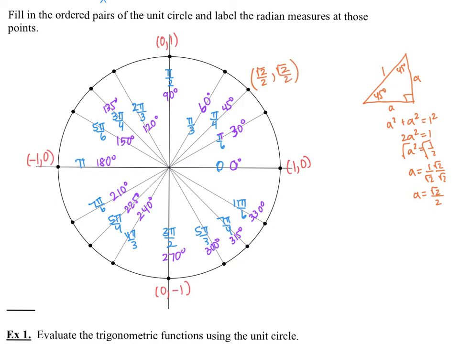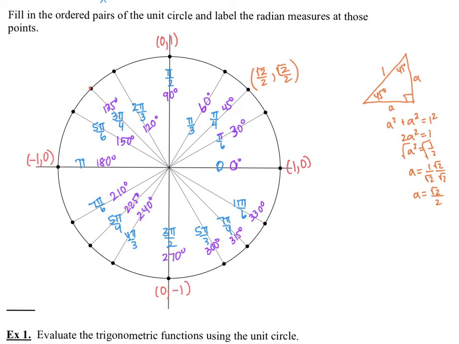Okay, you're going to end up memorizing that because that's a lot of work to remember every single time. But if you forget, you can always draw the special triangle and find the missing side. Now, because I know this ordered pair lines up with pi over 4, I now know the ordered pair that lines up with 3 pi over 4, 5 pi over 4, and 7 pi over 4, as long as I am respectful of my quadrants.